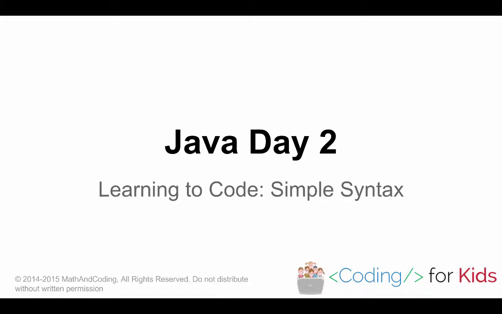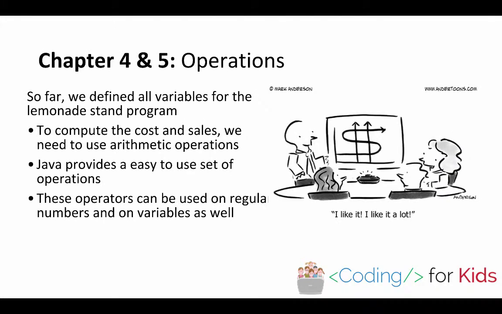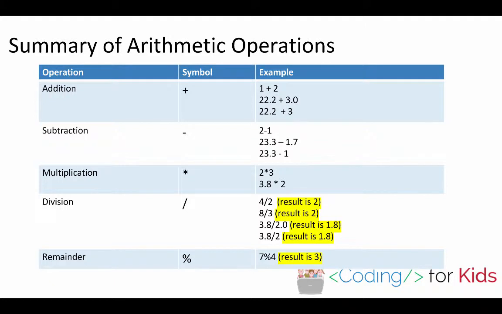In this lesson, we'll talk about arithmetic and conditional operations. In our pixelated lemonade stand, we've defined all the variables, so now we need to actually calculate everything to get the profits. To do this, we'll use arithmetic operations.